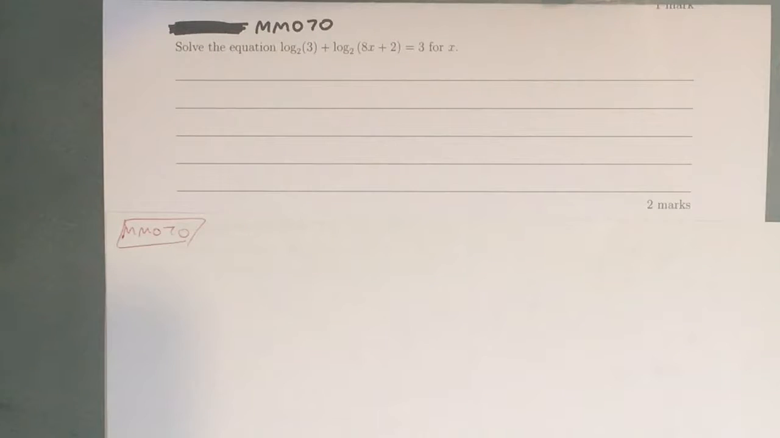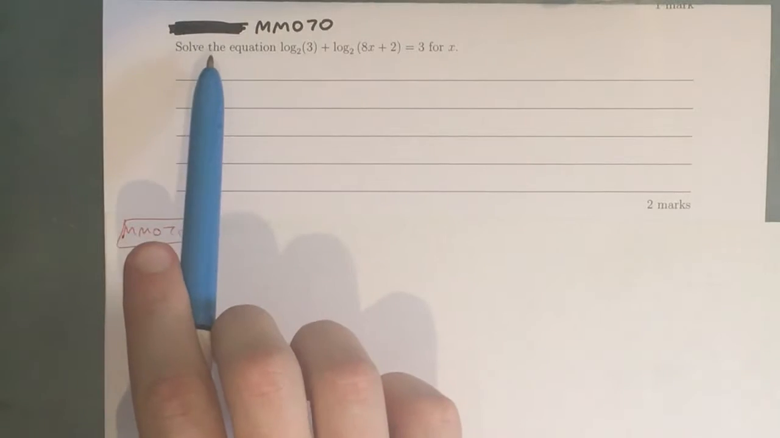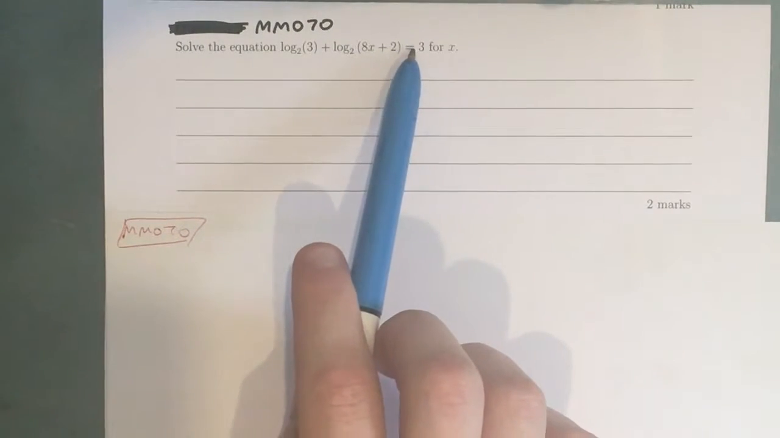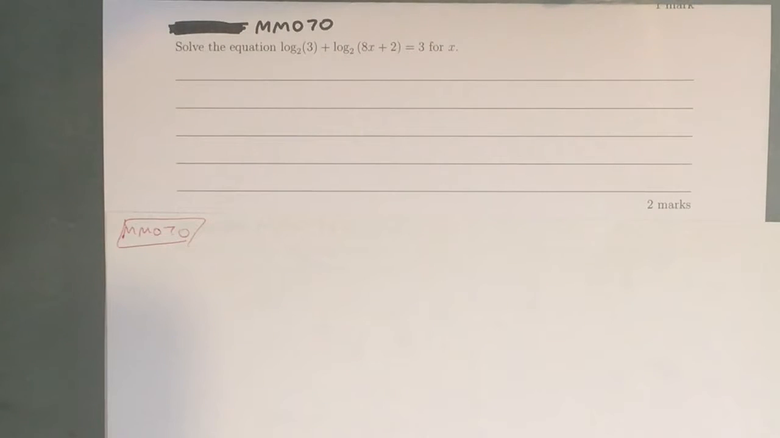Hey guys, this is question MM070 of the Maths Methods Sharpened Study Guide. What we want to do is solve the equation log 2 of 3 plus log 2 of 8x plus 2 equals 3 for x. So this is a pretty straightforward question. It's really just testing your knowledge of the log laws.